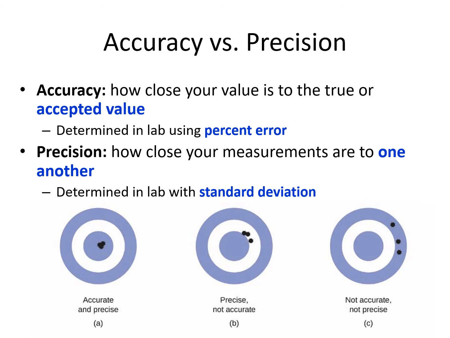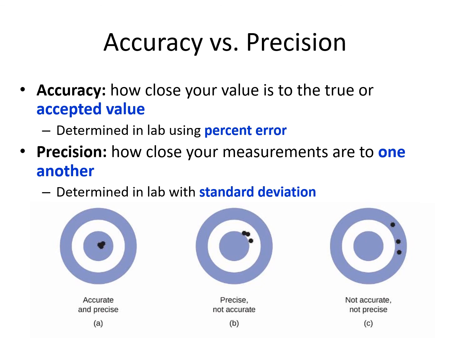Precision, on the other hand, is how close your measurements are to one another. In other words, how repeatable is your experiment? Do you get the same value every time? That doesn't mean your value is necessarily correct, just that you are consistent. Figure B shows a bullseye in which the holes are precise but not accurate. They hit in roughly the same place every time, but it was not the center of the bullseye.